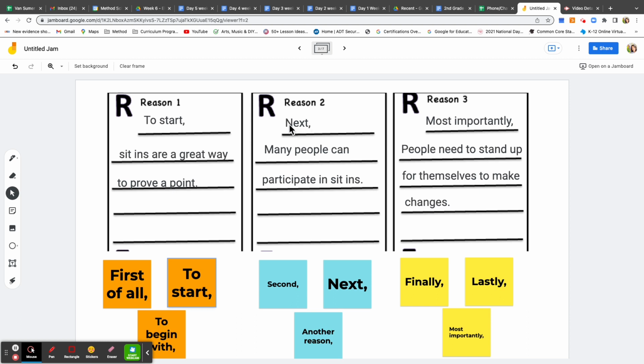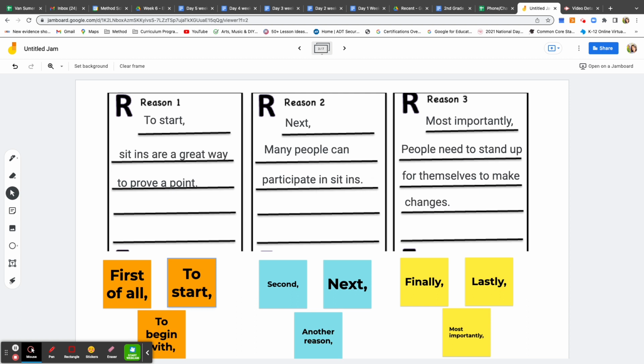So for example, I wrote next, many people can participate in sit-ins. So that's another reason why I think it's a good idea, because many people can participate in sit-ins. Go ahead and write your next reason why you think it's a good idea or a bad idea. You can pause now and play the video again when you are ready.